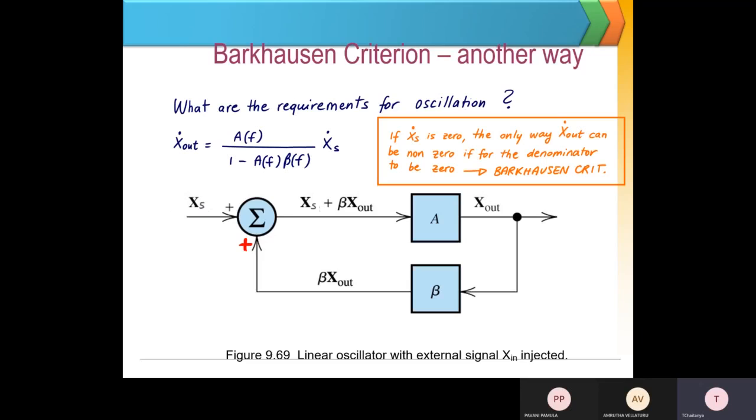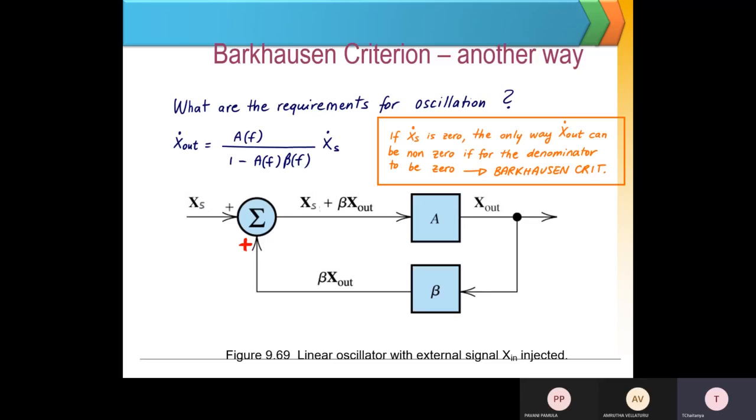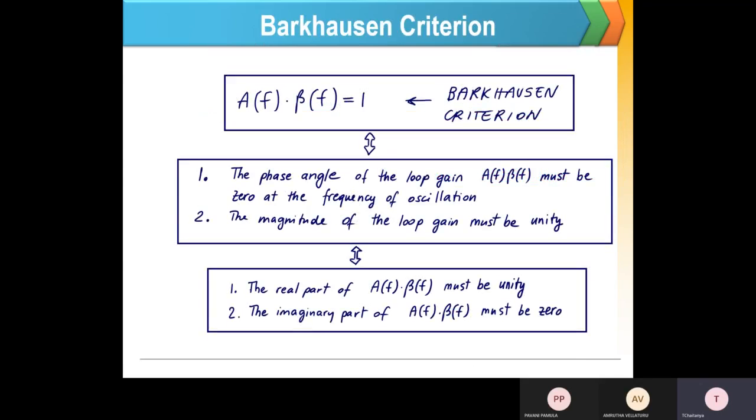So these are all frequency responses. Till now we have seen the frequency responses. Now let's see the Barkhausen criteria in another way. So this is also studying it in another way. In terms of AF by 1 minus AF into beta F, which is the standard equation from the loop, AF into beta F equals 1.